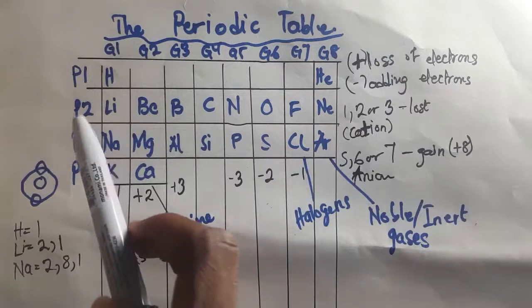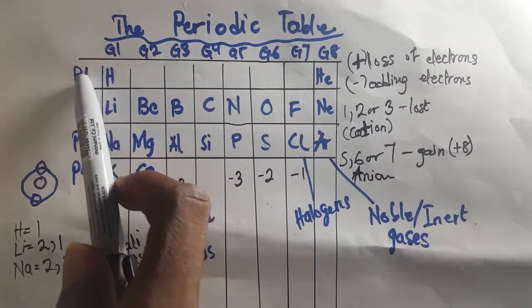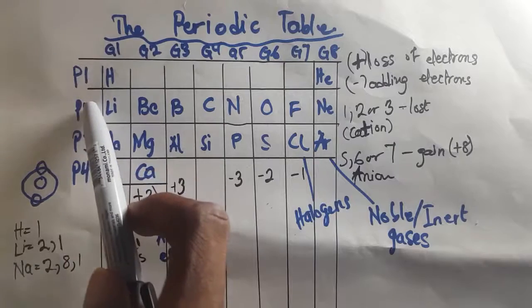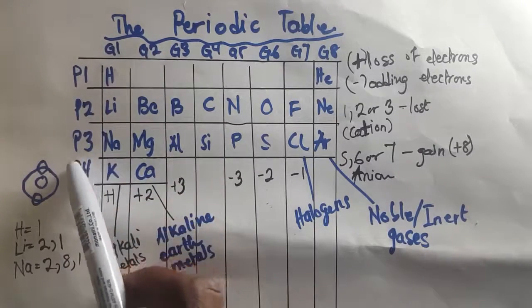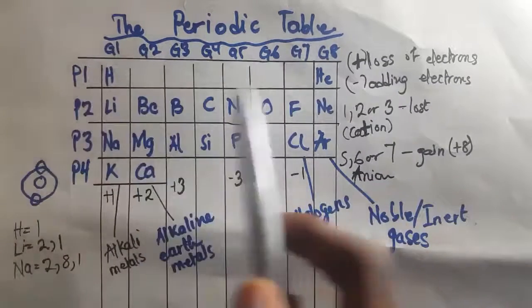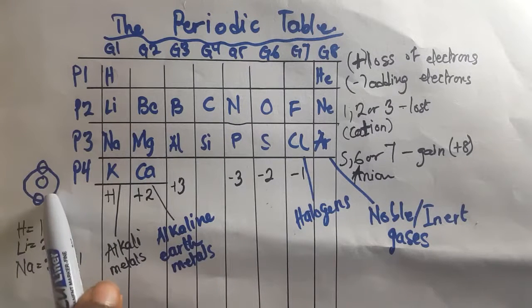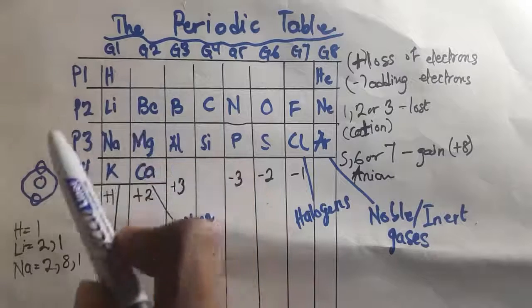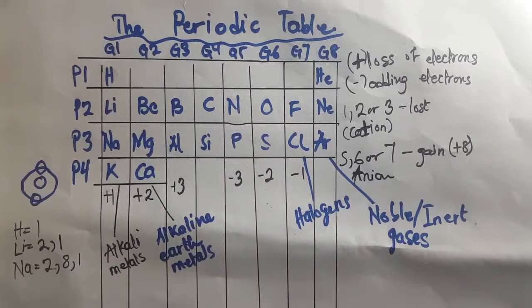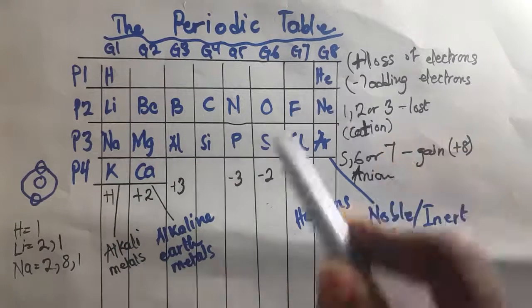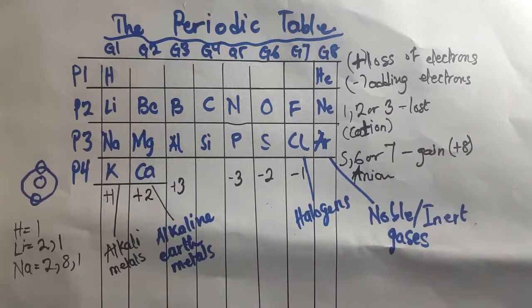So now let's look at the period. Period 1, period 2, period 3, period 4. So I said the rows are called periods. Now elements in the same period have the same number of shells. That was what I was trying to indicate over here. Hydrogen has 1 electron in the outermost shell, so it will have 1 shell. Helium will have 2 electrons, still 1 shell.